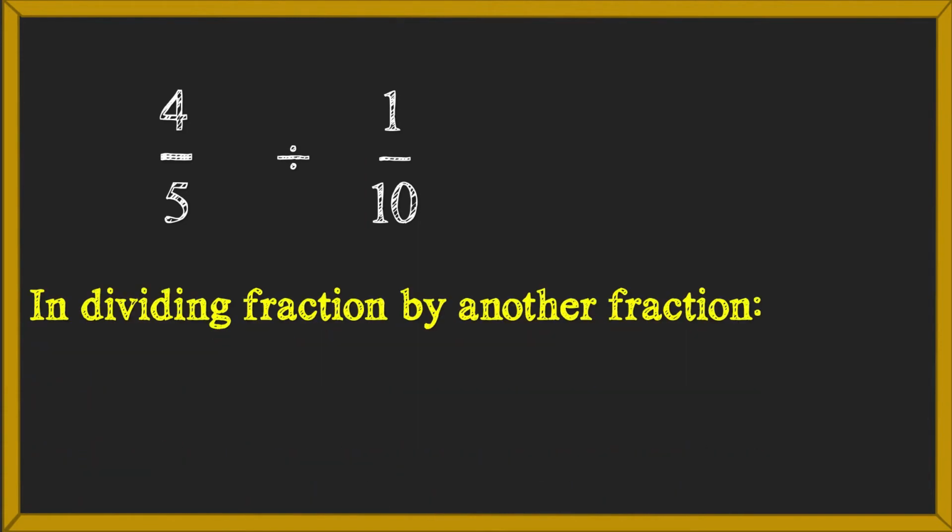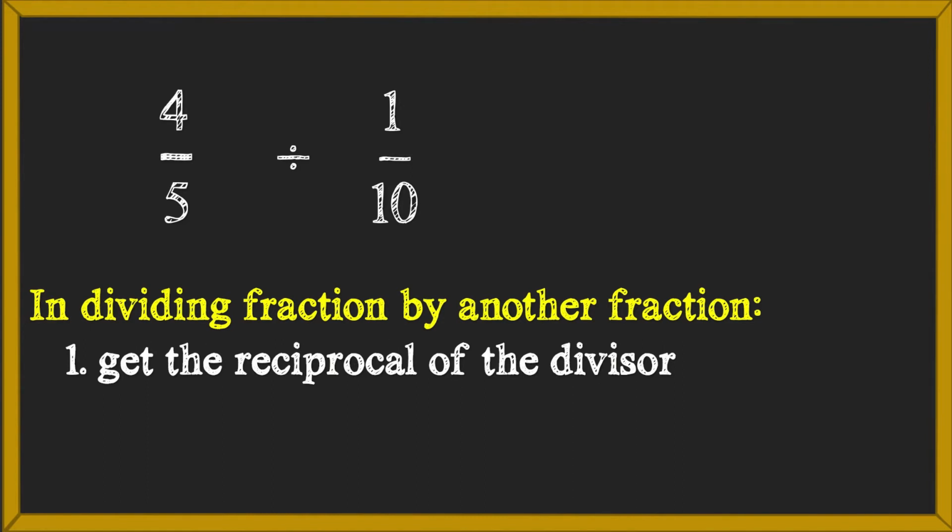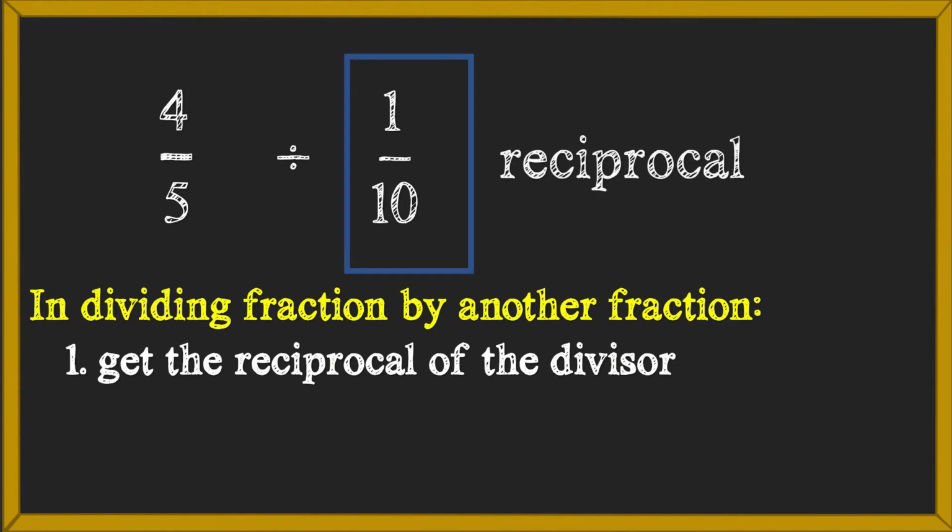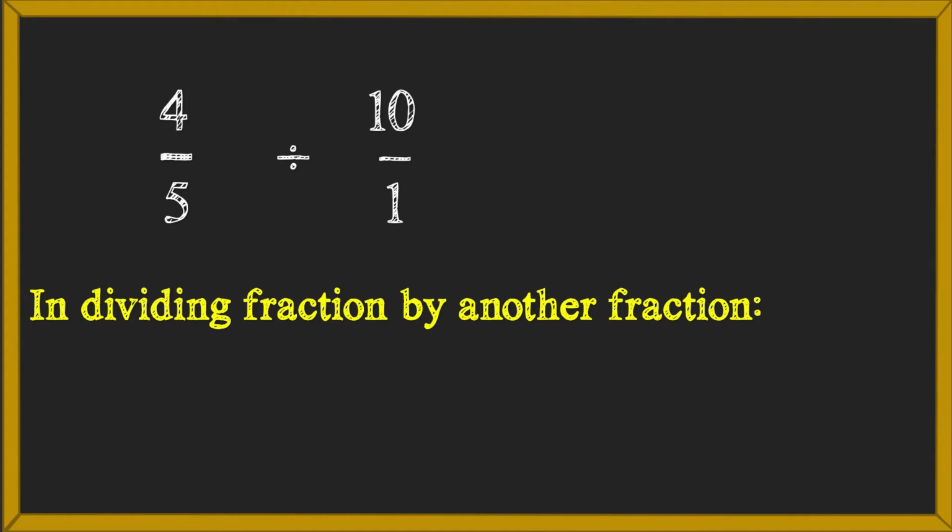In dividing a fraction by another fraction, step 1 is to get the reciprocal of the divisor. But how to get the reciprocal? In getting the reciprocal, we are going to swap the places of the numerator and the denominator. So, we will put down number 1 and put up number 10. So, from 1/10, the divisor will be 10 over 1.